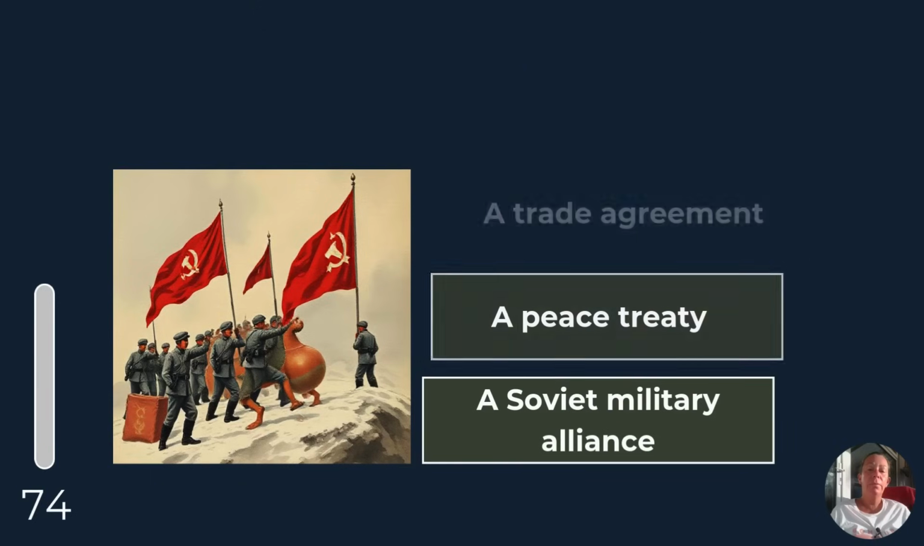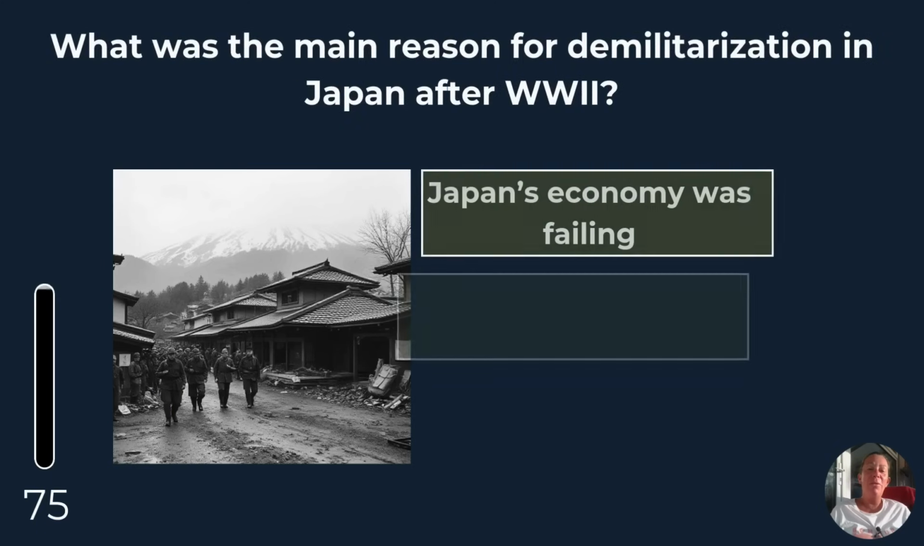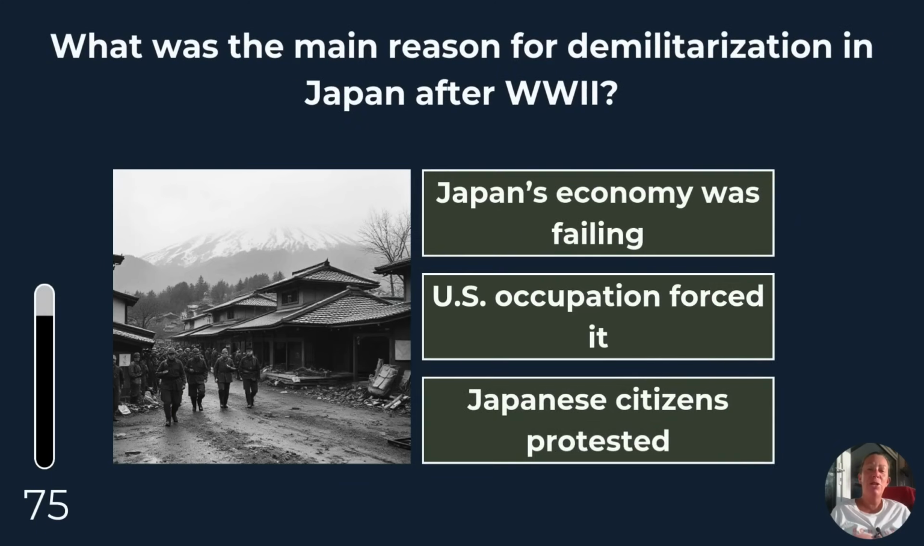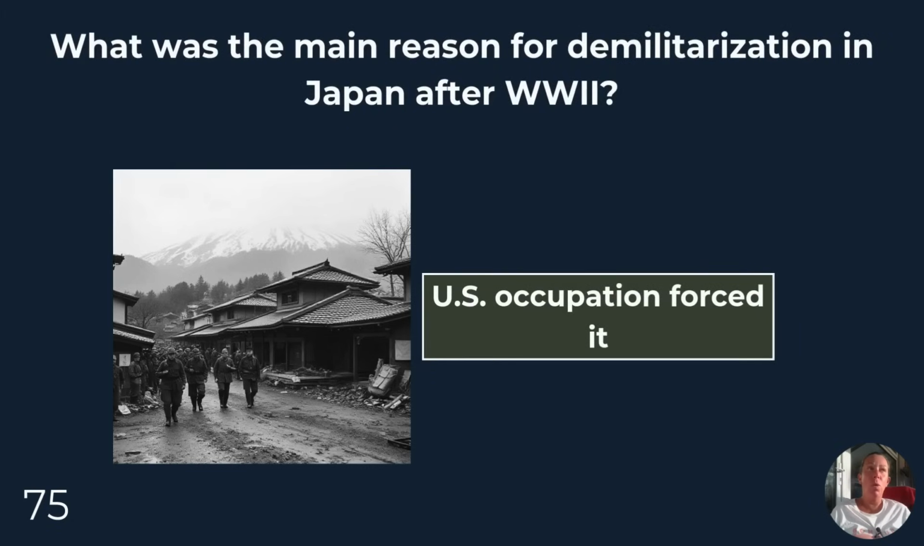A Soviet military alliance. What was the main reason for demilitarization in Japan after World War II? Japan's economy was failing, US occupation forced it, or Japanese citizens protested? US occupation forced it.